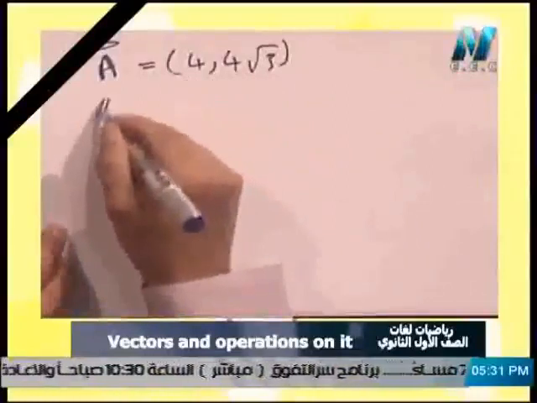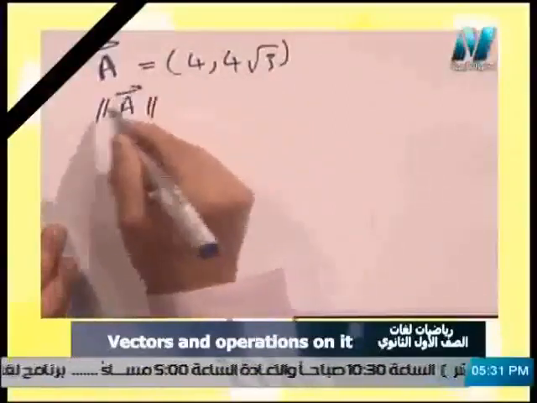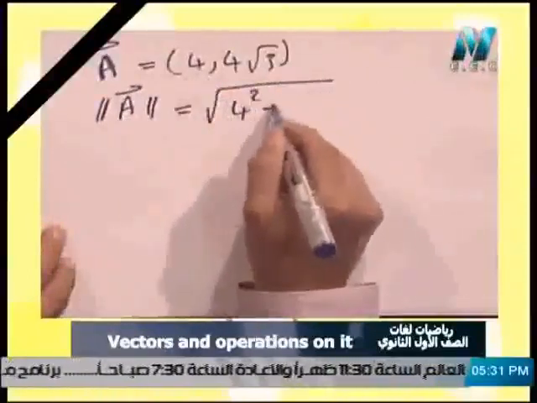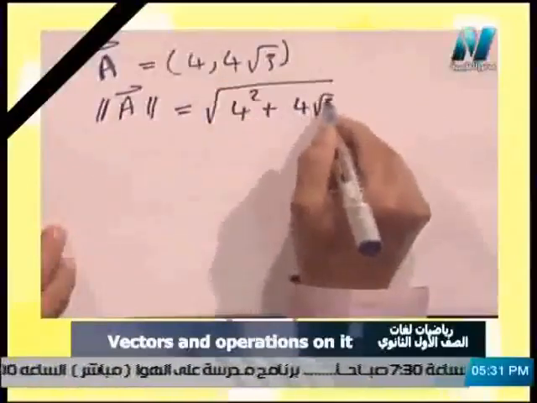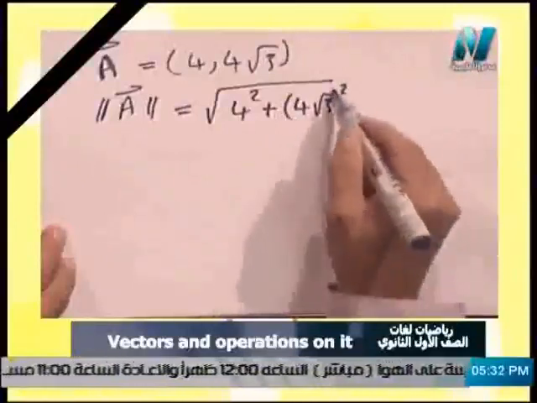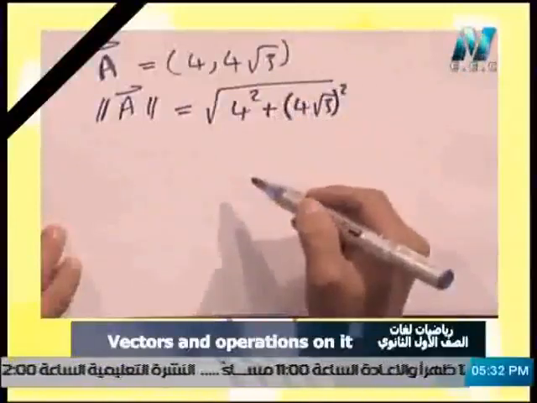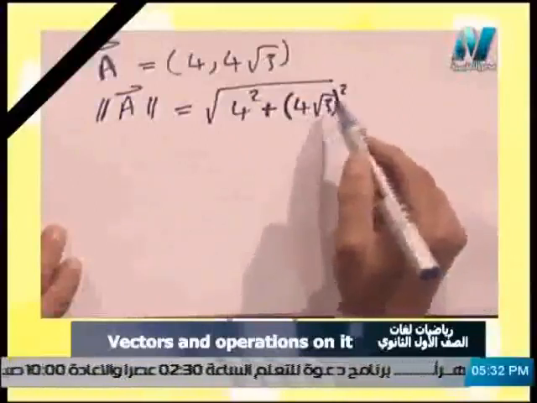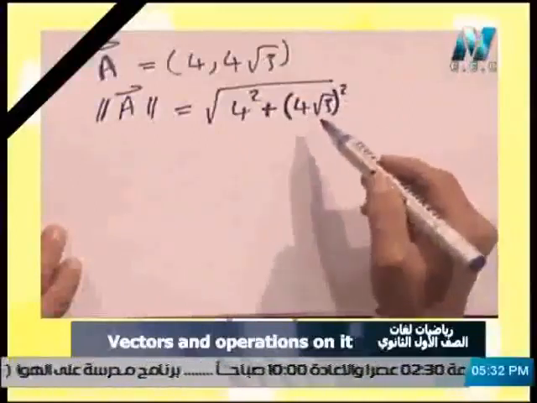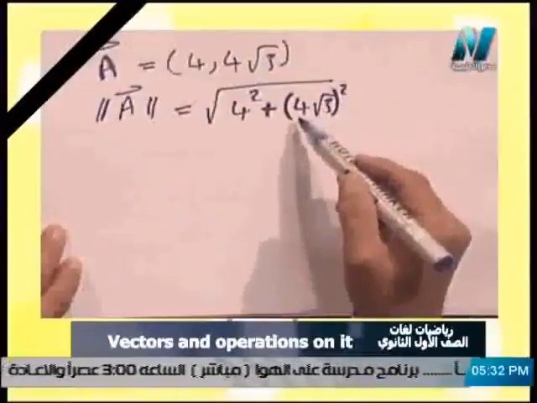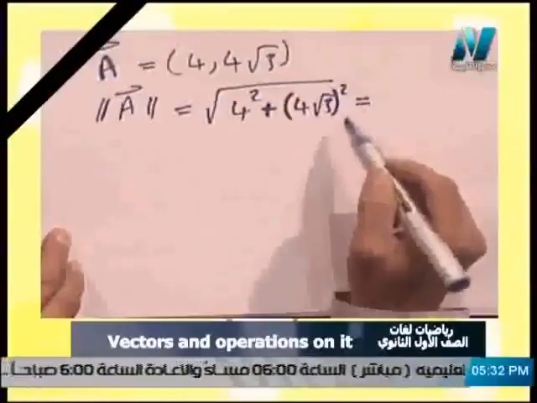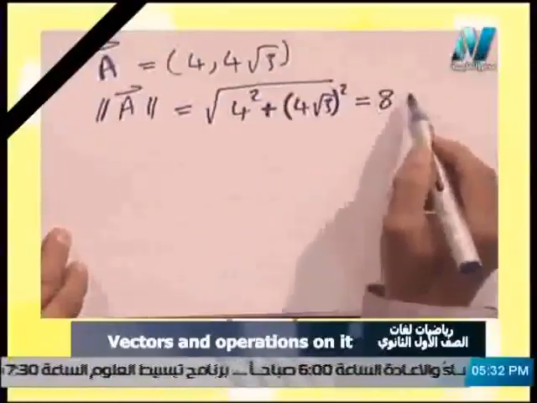First, we have to find the norm of A. What is the norm of A? Yes, we put 4 power 2, which means x power 2, plus (4 root 3) all power 2. Don't forget to put brackets here if you use your calculator, because if you don't put 4 root 3 all power 2, the calculator will calculate root 3 power 2 only, multiplied by 4. So concentrate to put the brackets here around 4 root 3. Okay, we will use our calculator and the answer will be 8 length units.